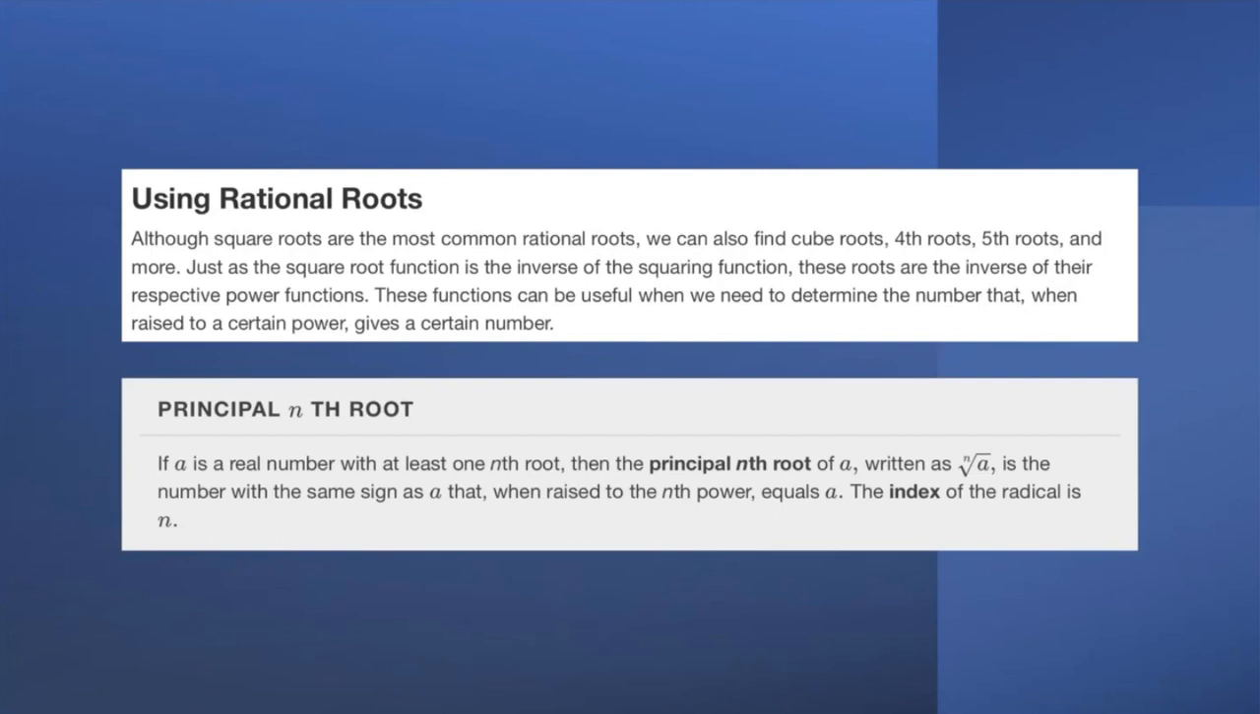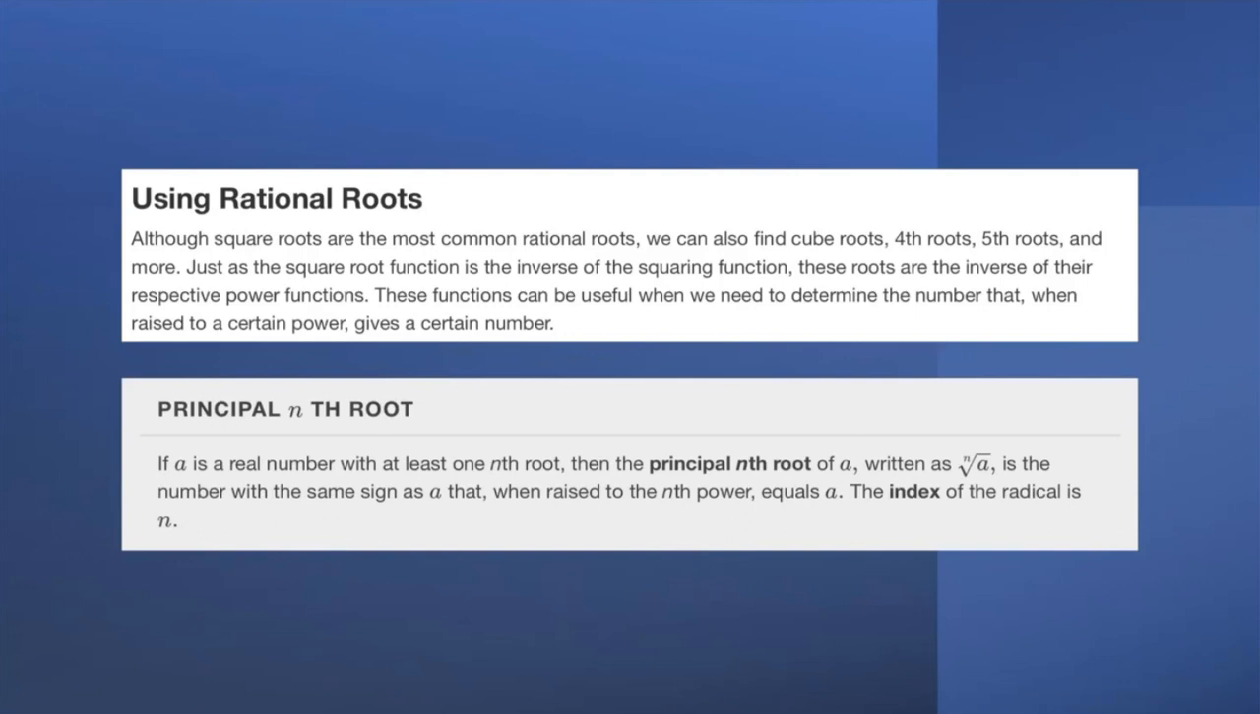Using rational roots, although square roots are the most common, we can also find cube roots, fourth roots, fifth roots, and more. Just as the square root function is the inverse of the squaring function, these roots are the inverse of their respective power functions. These functions can be useful when we need to determine the number that, when raised to a certain power, gives a certain number.